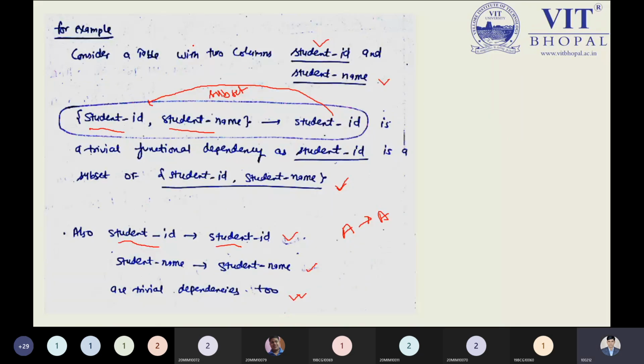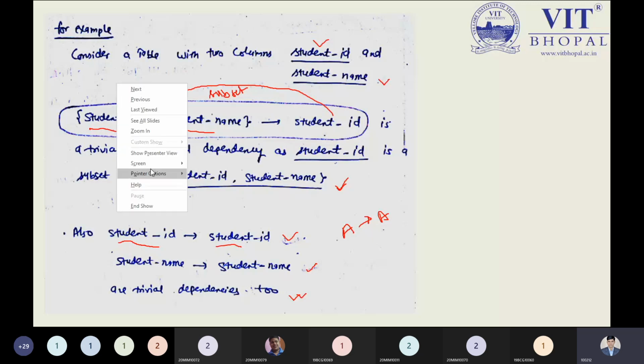Now we have one more example over here. We have a table with two columns: one is student ID and the other is student name. The point you can observe here is that student ID is a part of the set of attributes, student ID and student name, which we have on the left side.